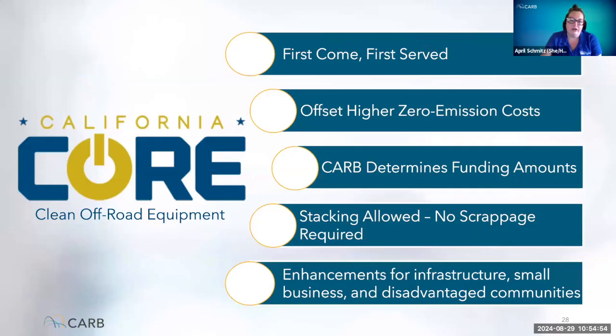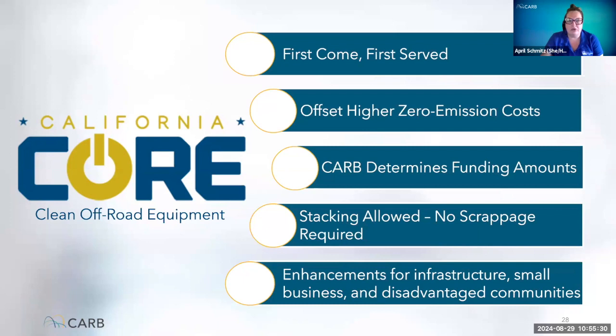Now, a little overview about the California Off-Road Equipment Project, or CORE. The program is a first-come, first-served system. CORE is intended to accelerate the deployment of advanced zero-emission technology in the off-road sector by providing a streamlined way for fleets to access funding, which will help offset the incremental cost of advanced zero-emission technology, such as forklifts, transport refrigeration units, and construction and agricultural equipment.